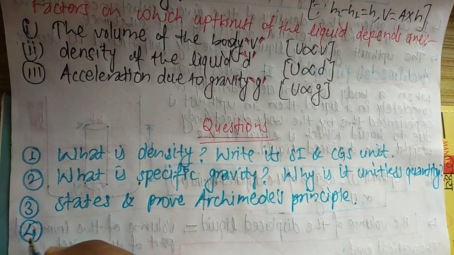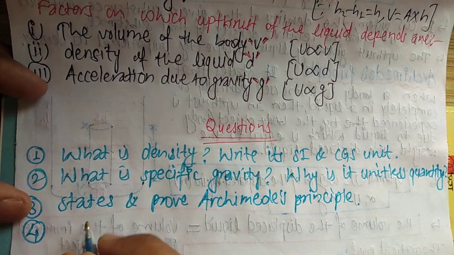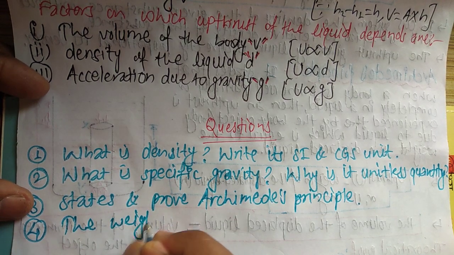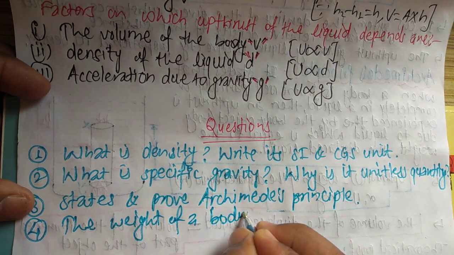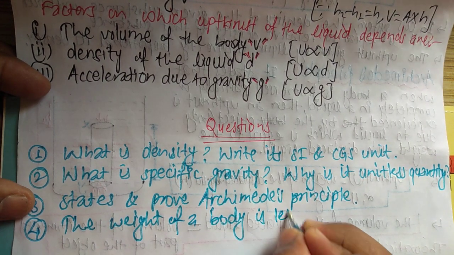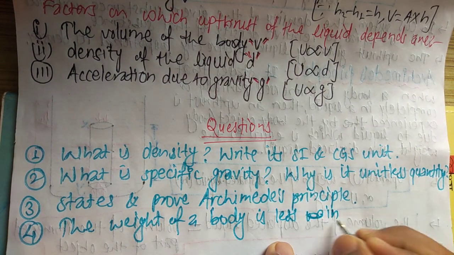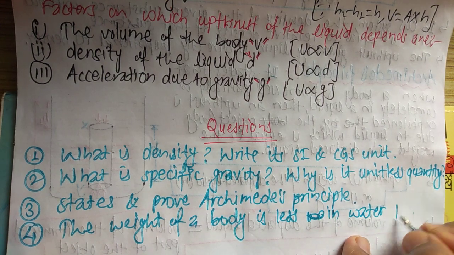Fourth one is, the weight of a body is less in water than in air. Why?